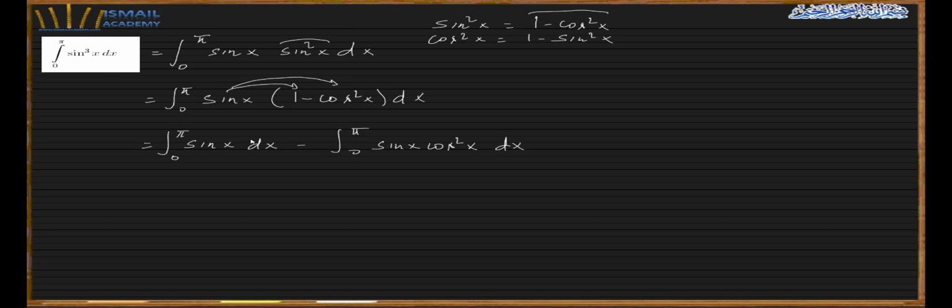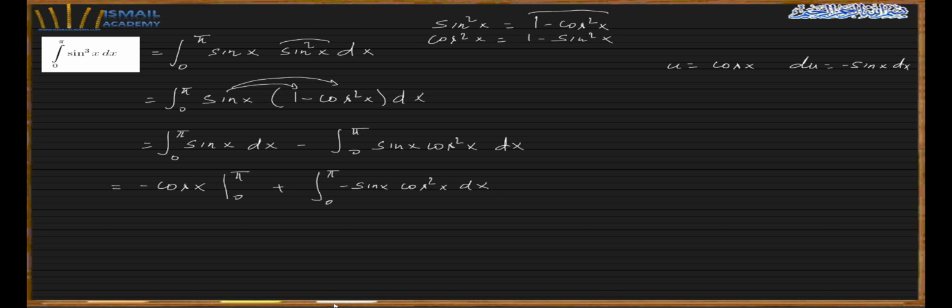So the first one is easy to integrate. This is the same thing as minus cosine x between 0 and pi, and here I just substitute. For the second one, we know the derivative of cosine gives me sine, so in this case I'm going to use u with my cosine, so that means du is minus sine x dx. So in that case I will pull this minus inside, so I will end up having plus the integral from 0 to pi of minus sine x cosine x dx.